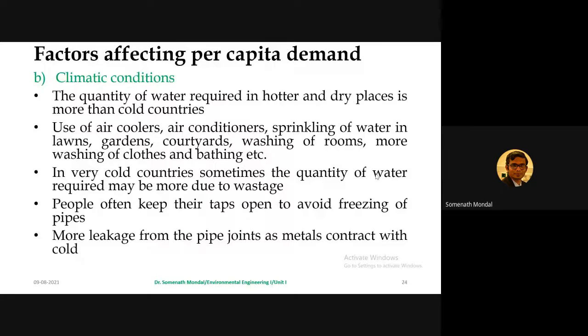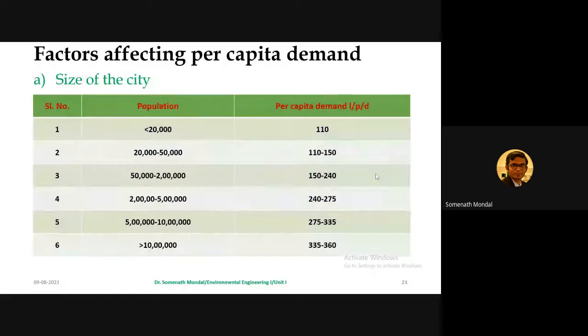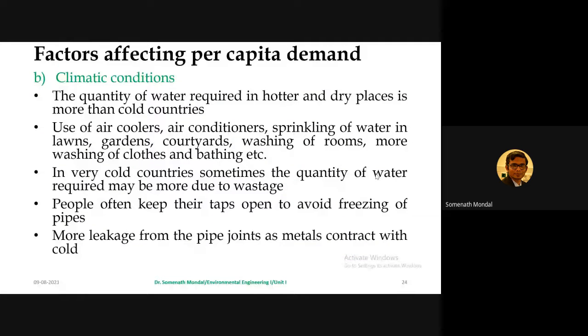Discussing factors affecting per capita demand, the first one, which is the size of the city, we have discussed in the last class. So today we will continue with climatic conditions. Basically, climatic condition has a direct relation with the overall per capita demand of a particular area.